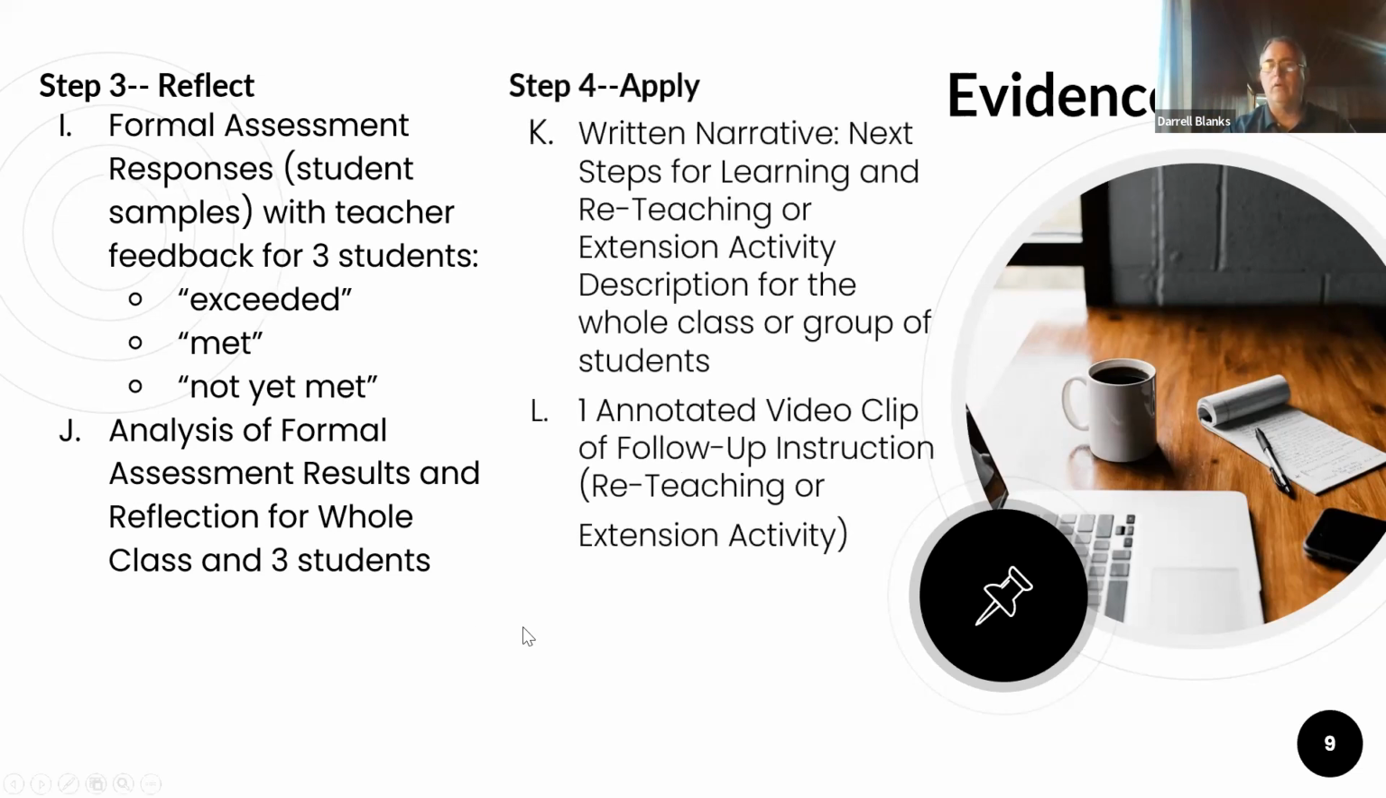For step 4, then you're going to describe what went well and what didn't go well, and then you're going to plan for a follow-up lesson. This follow-up lesson can either be a reteaching lesson where you reteach something that you saw in your formal assessments that didn't go well, or it could be an extension activity if your class is ready to move on to something else. It can be a whole class or a small group of students.